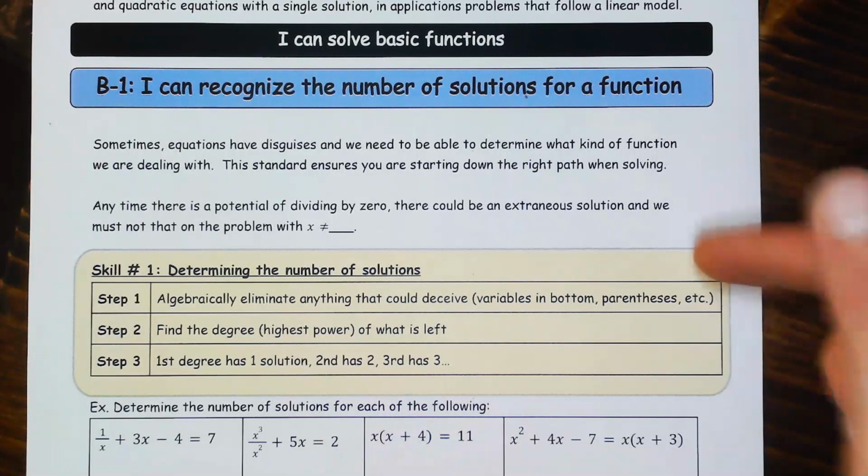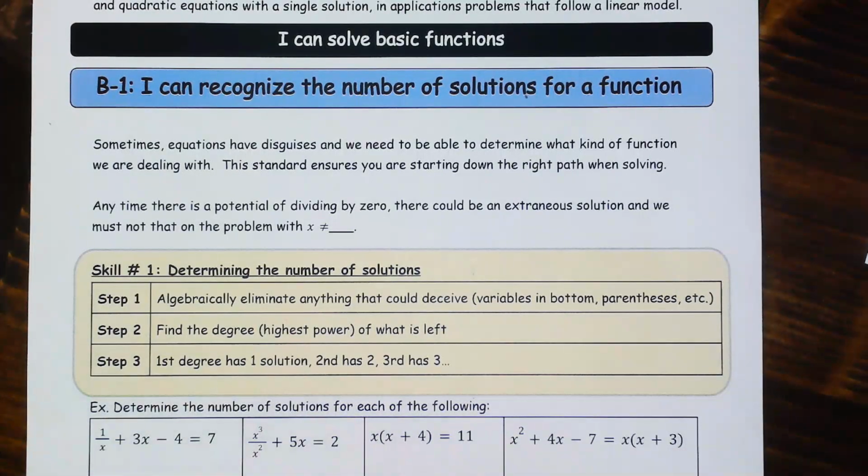The other thing, I mentioned this in the overview, is that anytime there's a potential of dividing by zero, there could be an extraneous solution. So we need to make sure we note that from the very beginning. I'll give a good example of that as we go through.